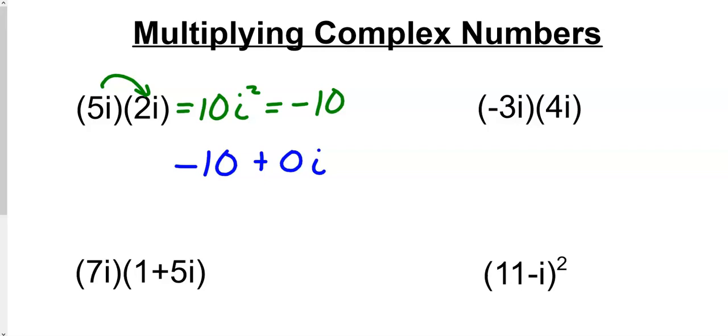So here we go. Let's finish up. I'll give you a moment to try out the -3i, 4i one. But let's go ahead and do this 11 minus i squared.